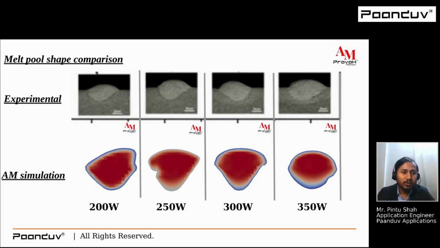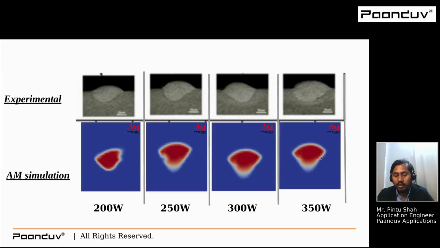See here the melt pool shape comparison. We are comparing the melt pool shape. The first figure shows the experimental one, and the second one is the AM PravaH simulation, where we can see the experimental melt pool at 200 watt, and the simulation melt pool shows close alignment between both of them, and so on for 215 watt, 300 watt and 350 watt. In a similar way I had taken a slice on the build, where we can see close alignment with the experimental one at different powers.